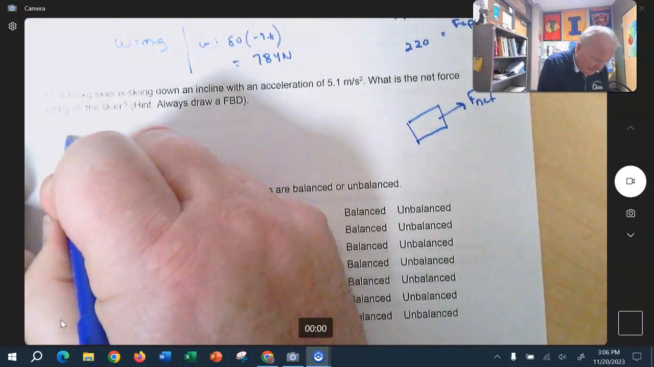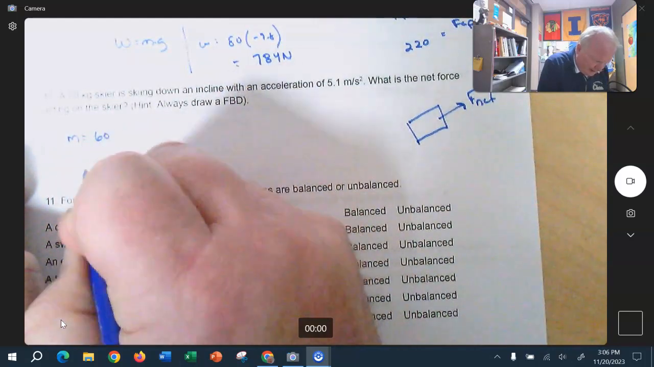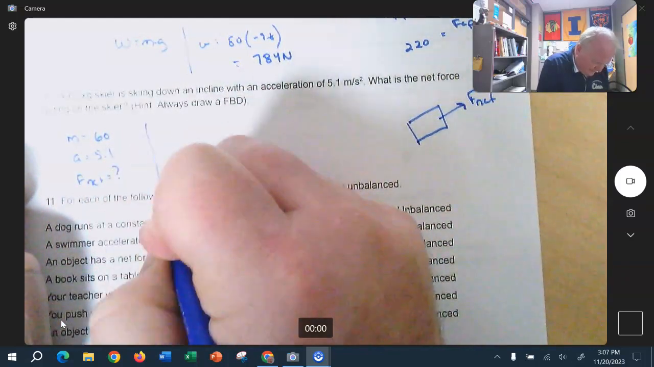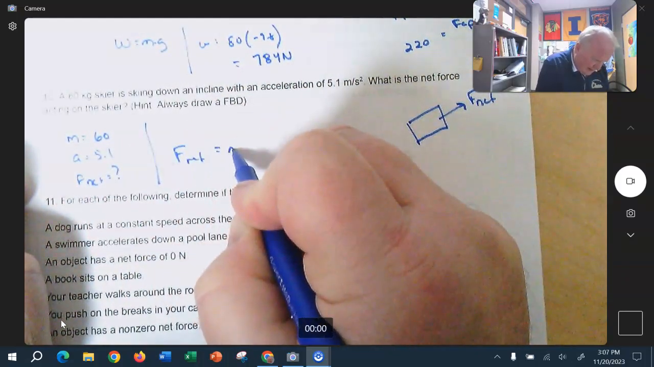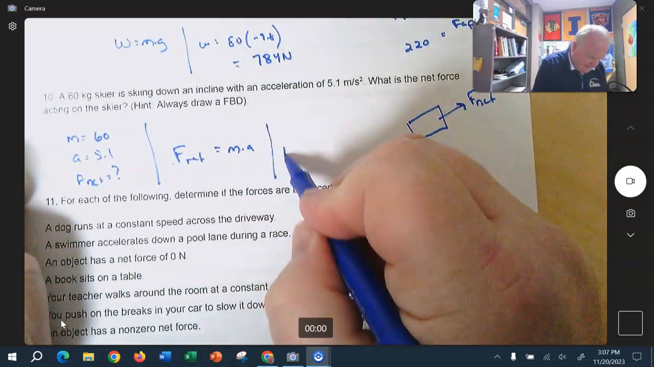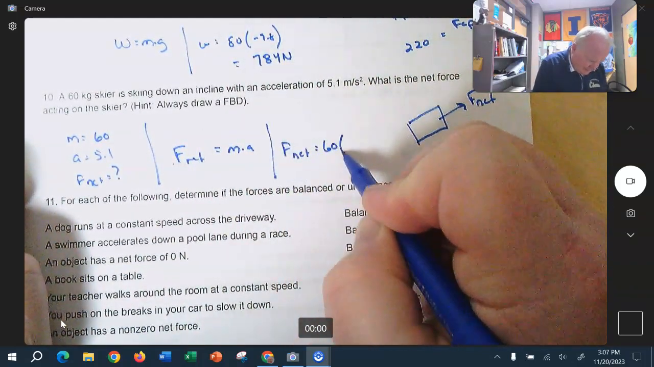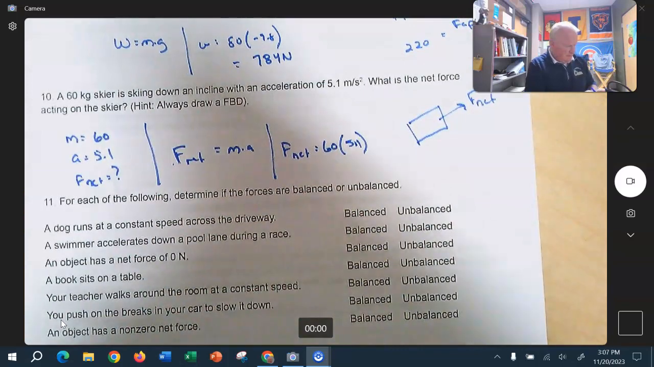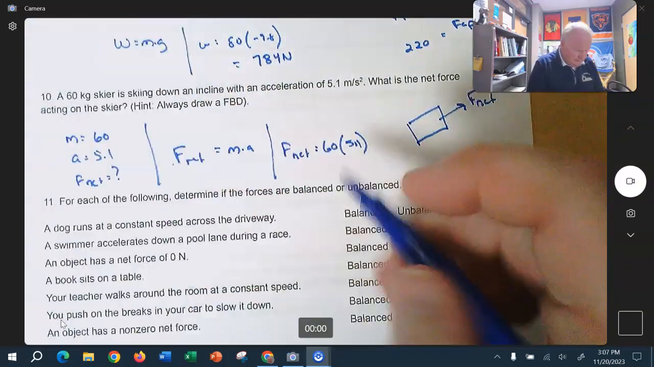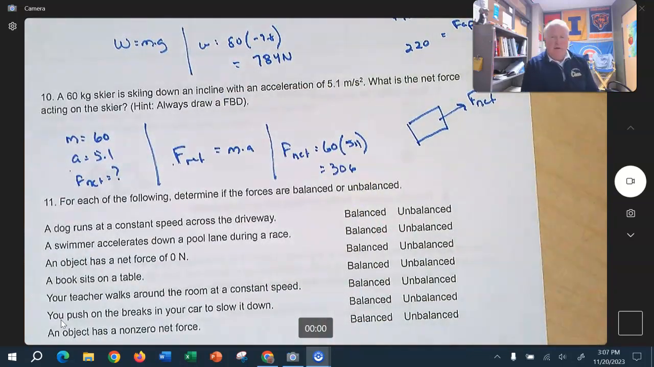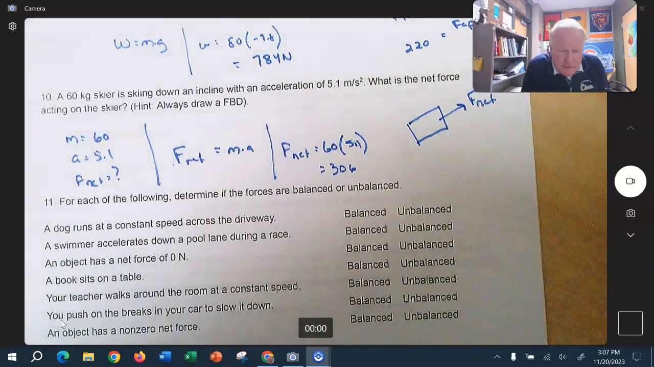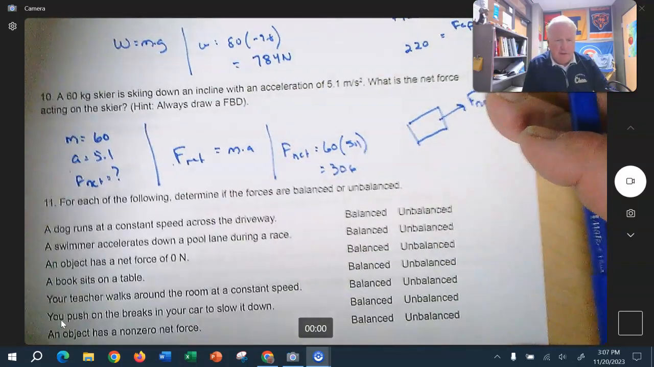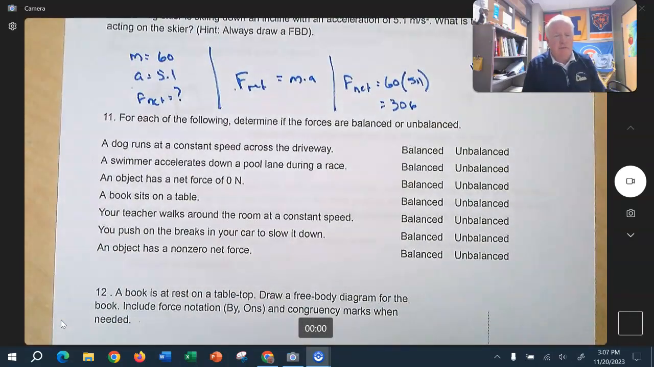And so this question is really just a four-column method. Mass is 60. Acceleration is 5.1. F net, we don't know. F net is equal to mass times acceleration, or F net is equal to 60 times 5.1. Okay, 306. If we were taking an AP class, we'd be looking at all these different things, and we'd teach you sines and cosines, but thank God you don't have to know that stuff. It would take a long time.